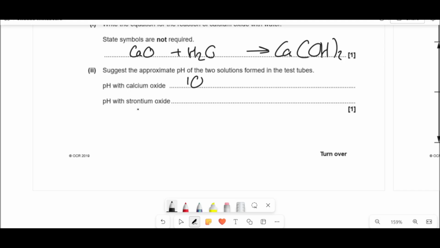Strontium is going to have a higher one because it's further down in the group, so it's more soluble because its outermost electrons are further away and so forth. So that means it's going to have a higher, so I'm going to choose 12.